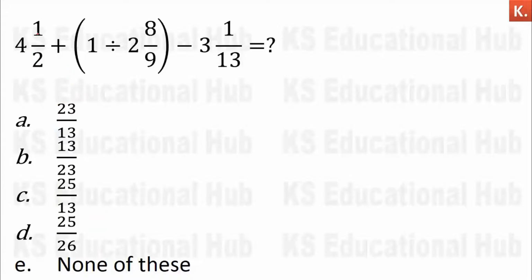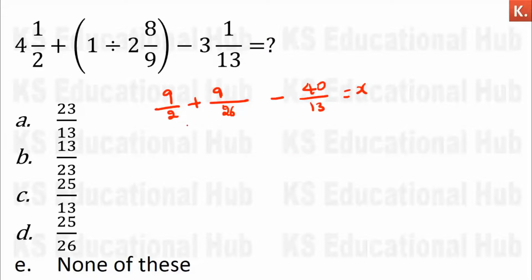So 2 into 4 is 8 plus 1 is equal to 9, divided by 2, plus 1 divided by 9 into 2 is equal to 18. 18 plus 8 is equal to 26 divided by 9. If we convert into multiplication, this 9 will go to the numerator, so 1 into 9 is equal to 9 itself. Minus 3 into 13 is 39 plus 1 is equal to 40 divided by 13 is equal to x.